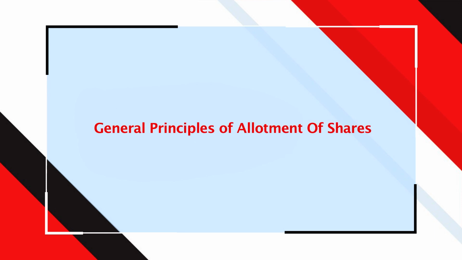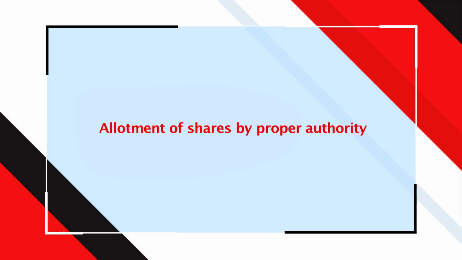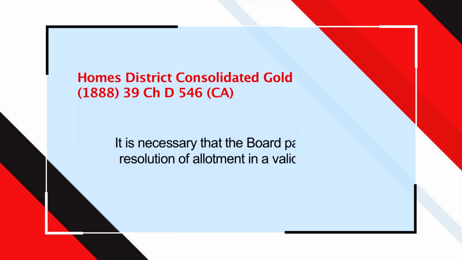Dear students, we shall now discuss the general principles which govern the allotment of shares. The first general principle is that allotment of shares has to be made by a proper authority. Allotment is generally made by a resolution passed by the Board of Directors. This duty cannot be delegated by the directors. It is necessary that the board pass a valid resolution of allotment in a valid meeting, as was held in the case of Holmes District Consolidated Gold Mines RE.